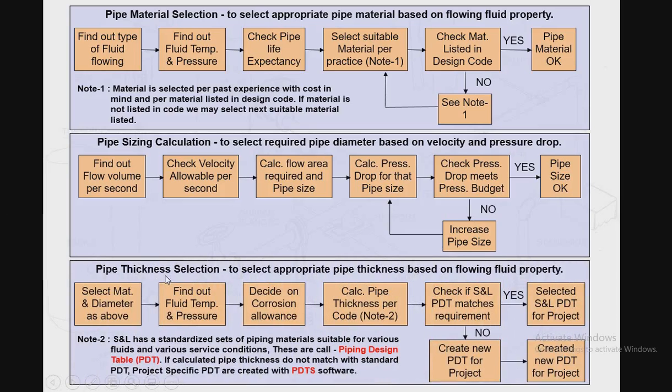Number three, according to pipe thickness. As we said, pipe is divided by schedule, and it differs from one nominal pipe size to another according to schedule.